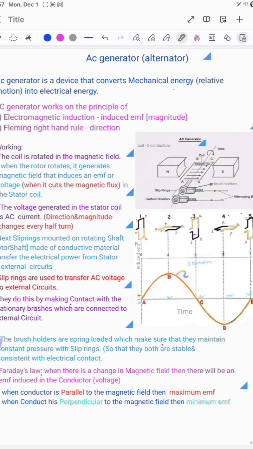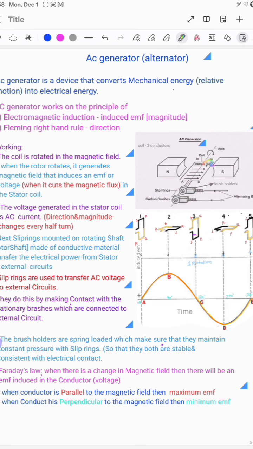So when will it be at peak? When the conductor is parallel to the magnetic field, there will be a maximum EMF. When the conductor is perpendicular to the magnetic field, here north pole and south pole, then it will have a minimum EMF. So how is it brought out?